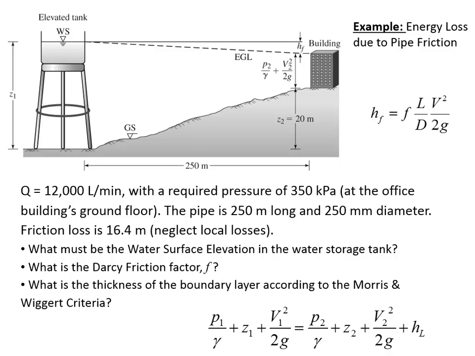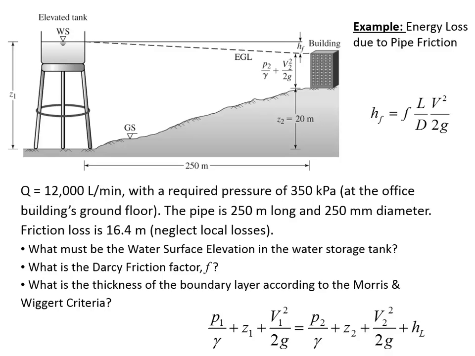Okay, let's take a look at this example here. We have a water storage tank and a high-rise building on a hill. There is a pipe connecting the tank and the building. The pipe is 250 meters long and 250 millimeters in diameter. And we know that from the water storage tank to the end of the pipeline, there's 16.4 meters of head loss. And we need there to be a pressure of 350 kPa in the building. So how tall should the tank be to make all of this true?